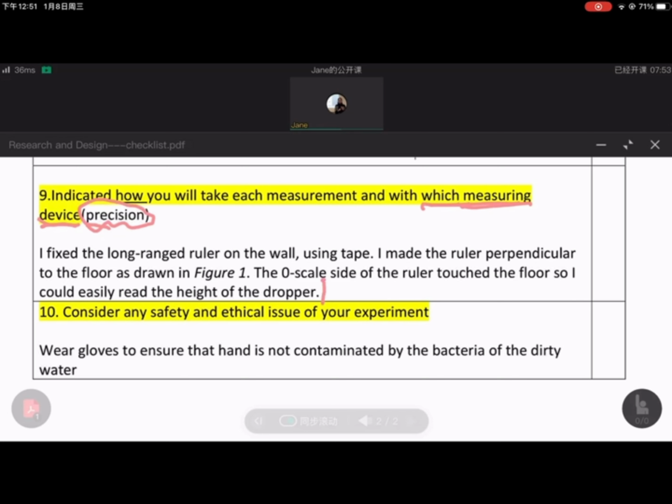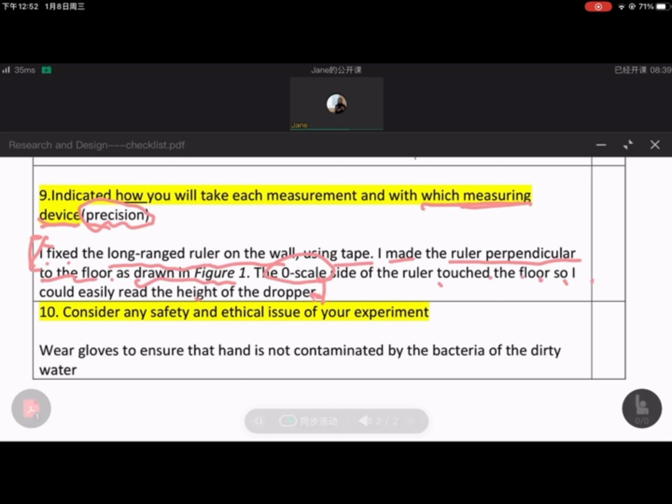See, this whole paragraph is a description of how to measure the height. You might have seen a lot of students who will write, "I will measure the height of blah blah blah," but look at here. I fixed the long range rulers on the wall using tape. I made the ruler perpendicular to the floor as shown in the figures, and then the zero scale side of the ruler touched the floor so that I could easily read the height of the dropper. Okay, so this is an example of how to measure the height of the dropper.